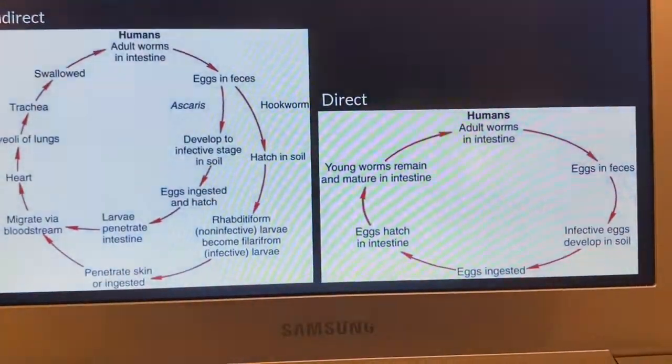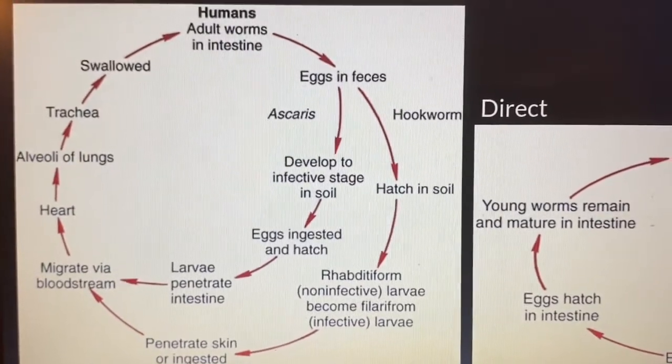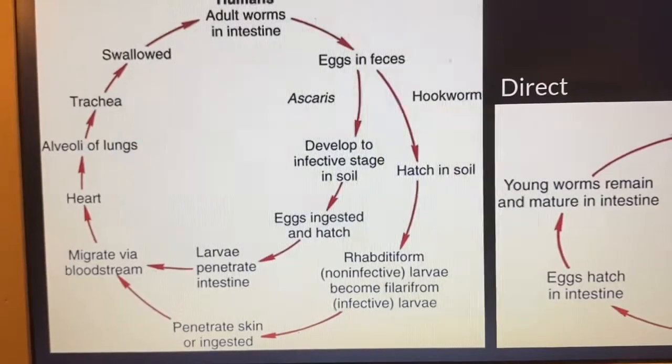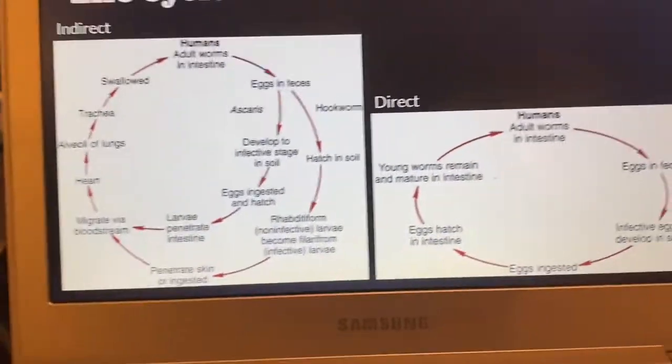Here I provided 2 examples of an indirect and direct life cycle. Obviously, the first life cycle is longer than the second because it's indirect and the parasite travels to more places throughout its lifetime, and the direct, it takes place in one place.